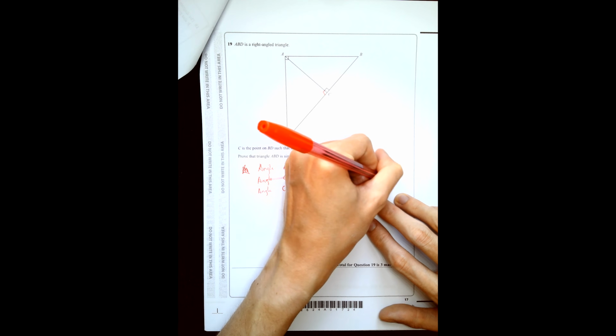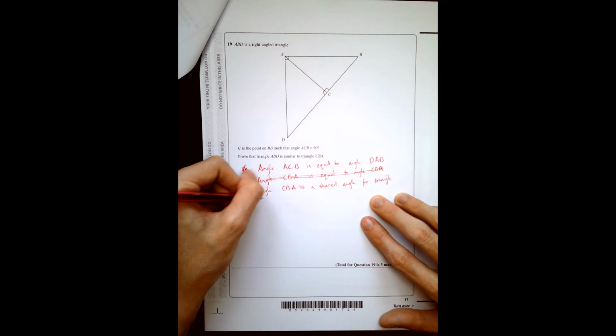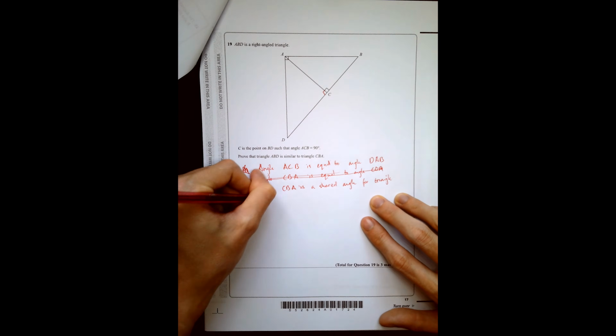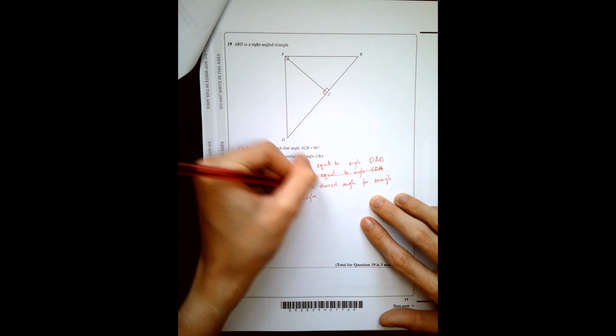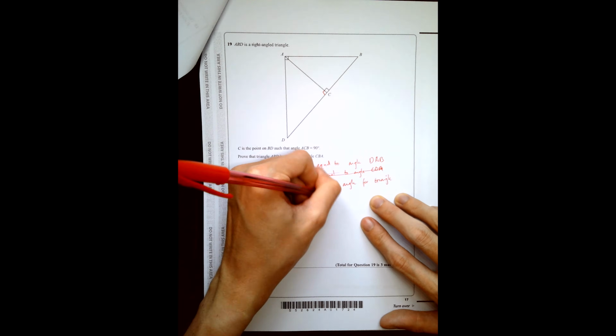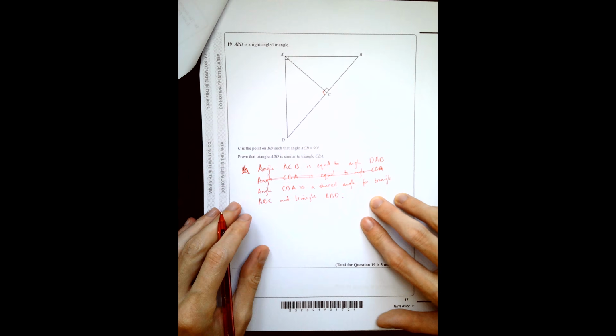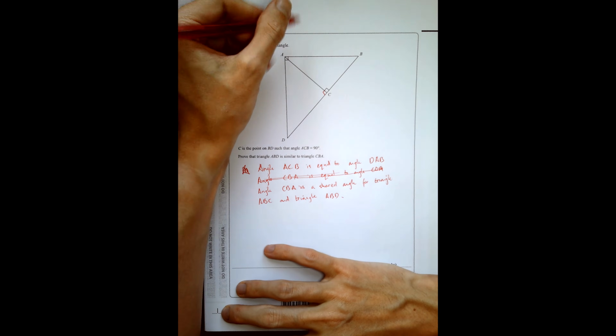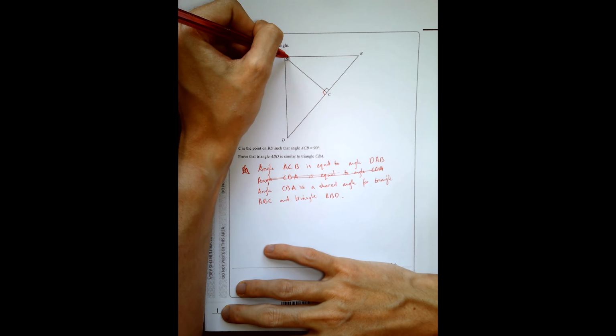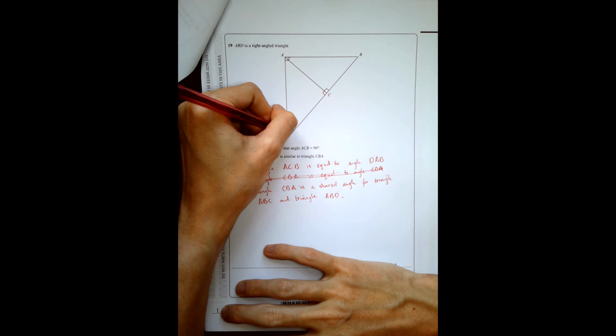For triangle ABC and triangle ABD, and this angle here must be the same as this angle.